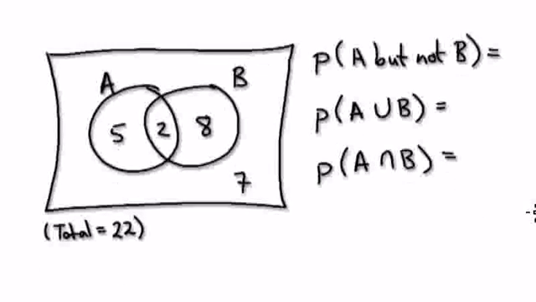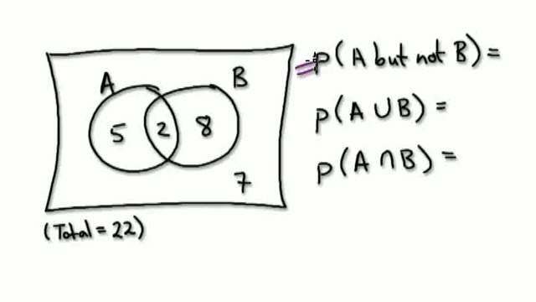Okay, this next one here. What is the probability of A but not B? Then for the first question, what is the probability of A or B? And then the last one is A and B. So press pause and have a go.